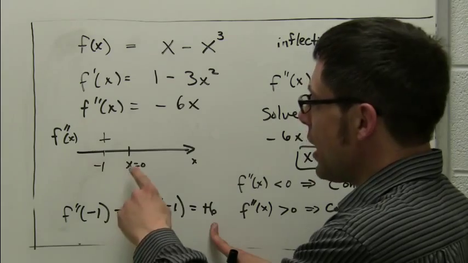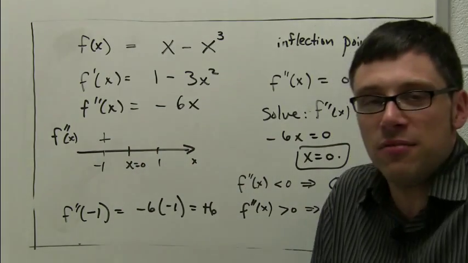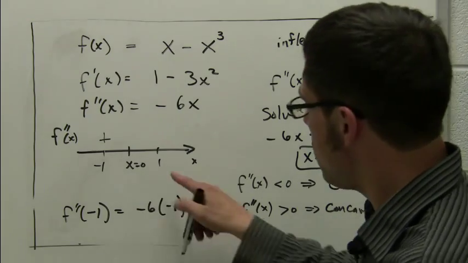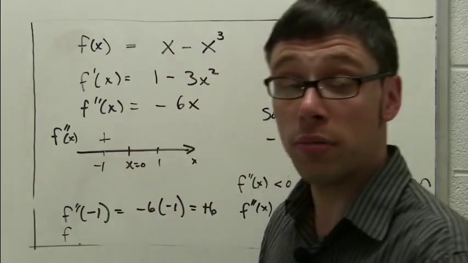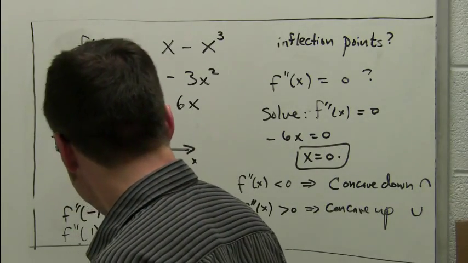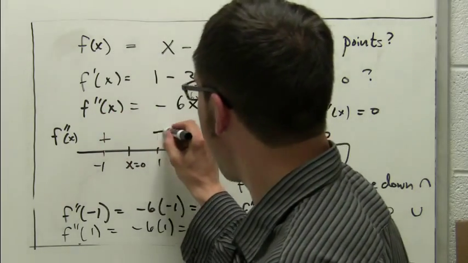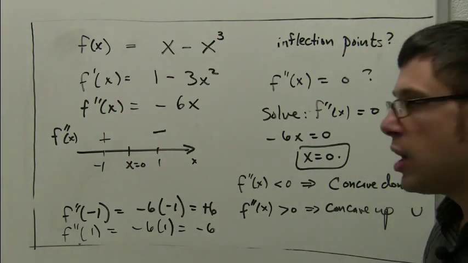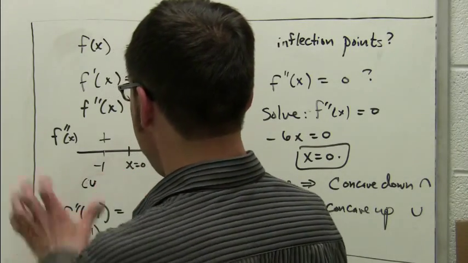Similarly, I'm going to pick one x value over here, let's say 1. Again, you choose an easy value. Plug it into the second derivative. When I do that, I get -6 times 1. You get a -6. So the sign is negative, which means the function is concave down over here.